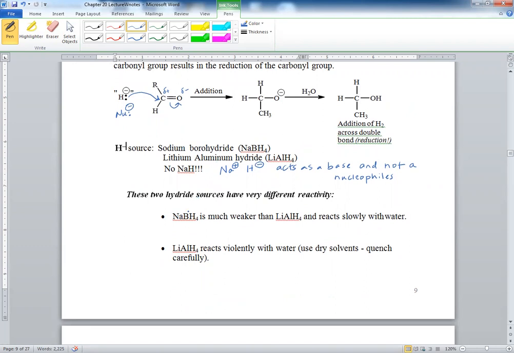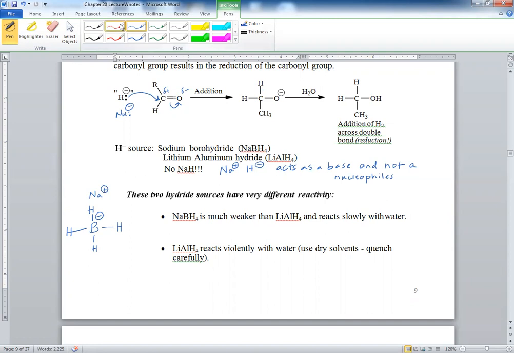So let's look at sodium borohydride. Boron is surrounded by 4 H's. It has a negative formal charge, and of course the sodium is the counter ion. I'm going to put it here on the top. We usually don't show it, because we're focusing on this.